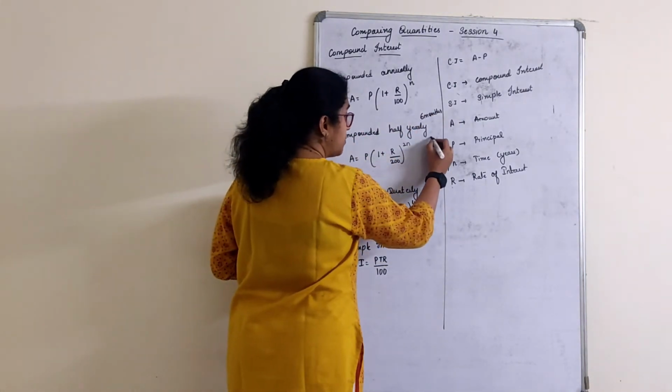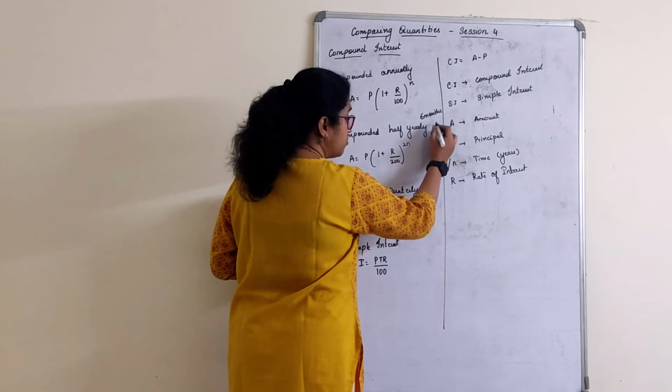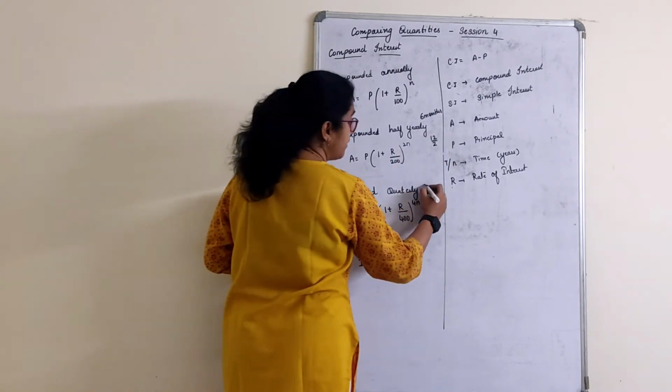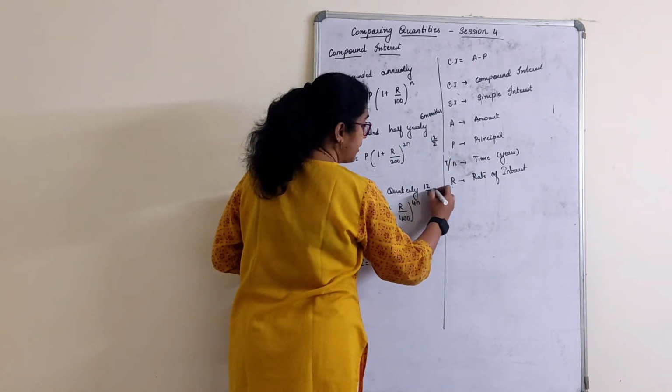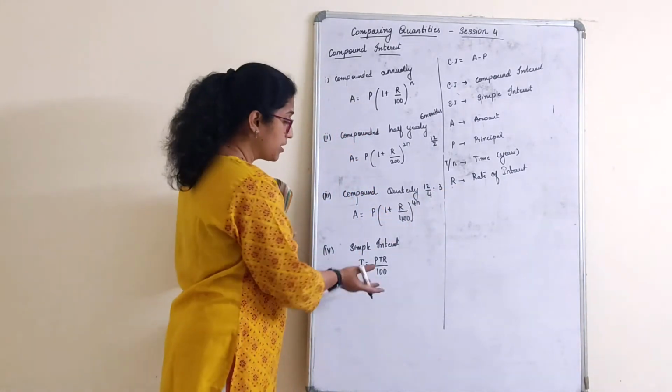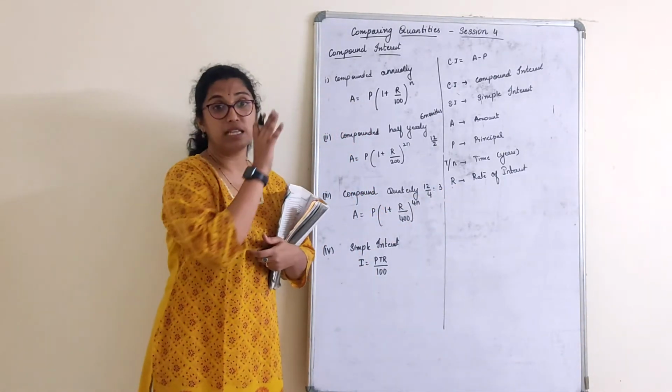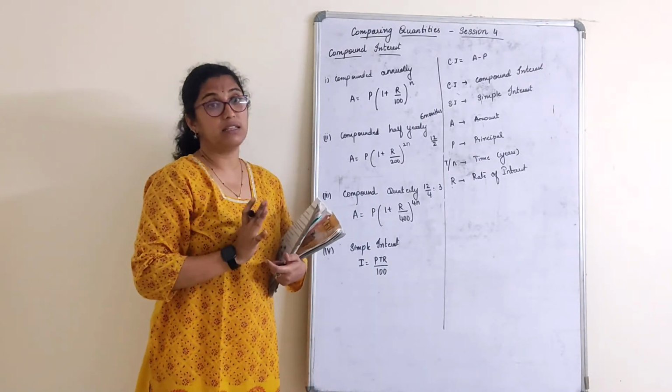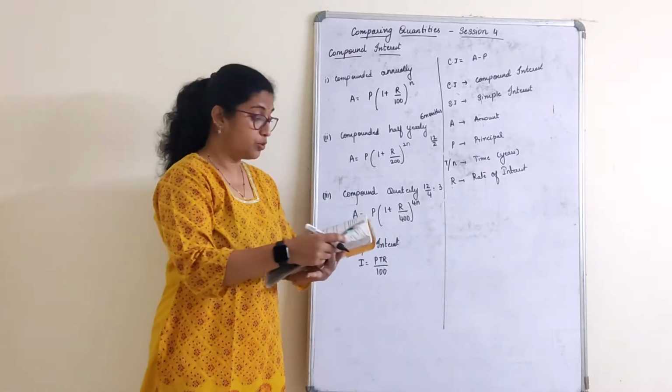Now 6 months is what exactly? 12 by 2. That is how we get. Now quarterly when we talk about, this is 12 by 4, 3 months. So quarterly is nothing but 3 months. Simple interest and the basic terms and things in this exercise what you have to do.